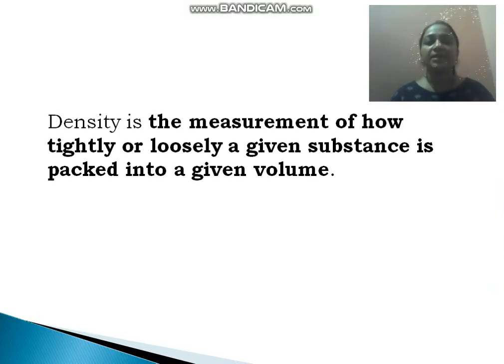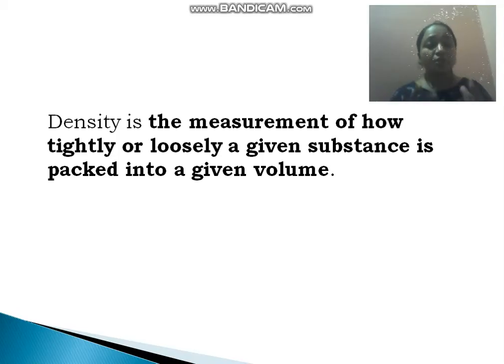So this is the example of density. So what is density? Density is the measurement of how tightly or loosely a given substance is packed into a given volume. Okay, it totally depends upon that substance, and that substance means your matter.